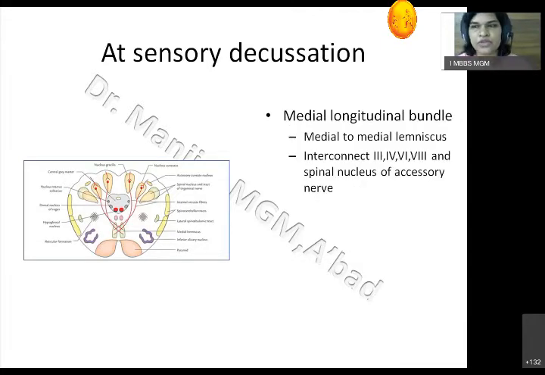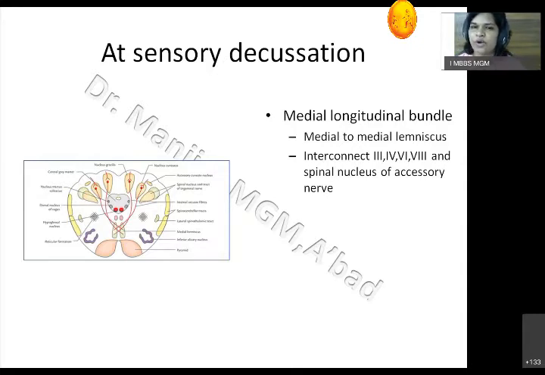And the medial longitudinal bundle, how is it formed? This bundle is medial to the medial lemniscus. As it is a white fiber tract, it interconnects a number of nuclei: the third cranial nerve nucleus, fourth cranial nerve nucleus, sixth cranial nerve nucleus, then the eighth cranial nerve nucleus, and the spinal nucleus of the accessory nerve. So it connects these many nuclei.